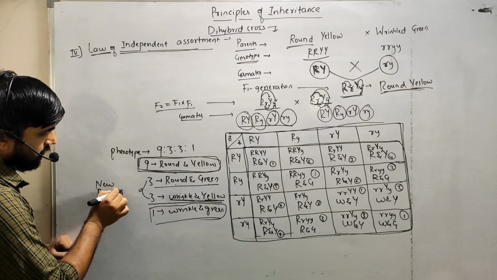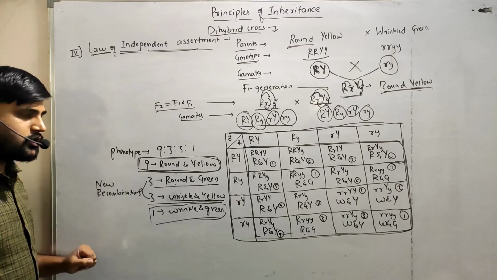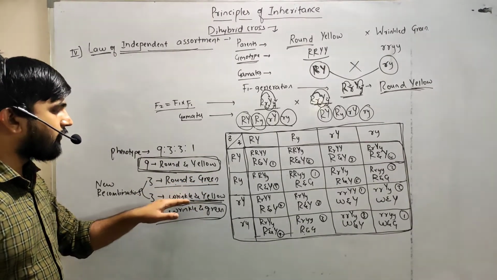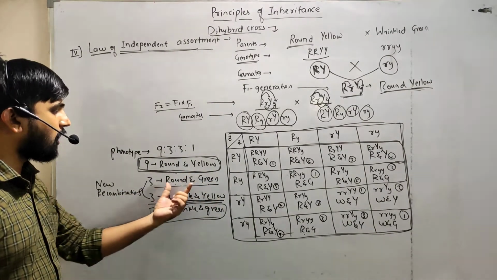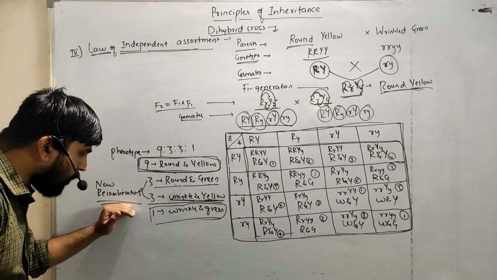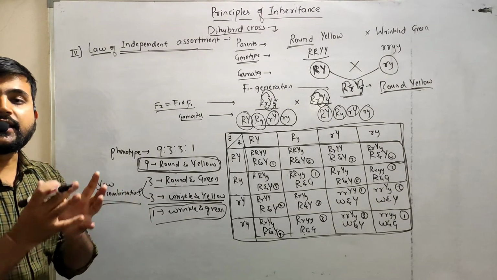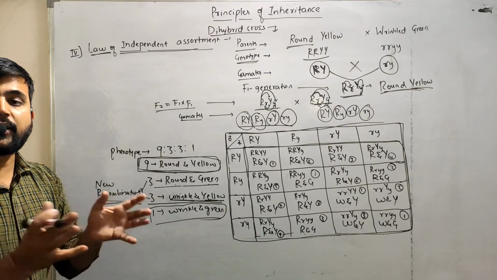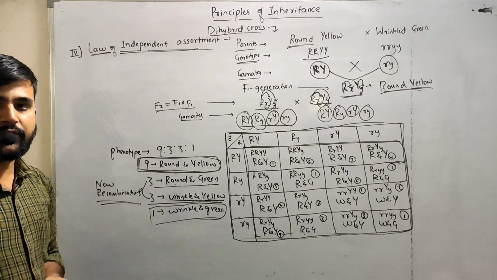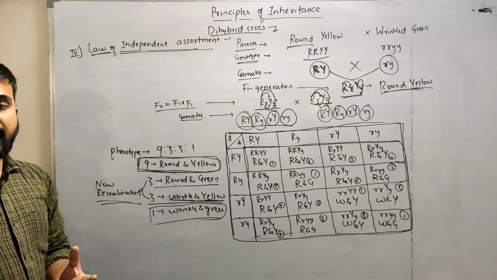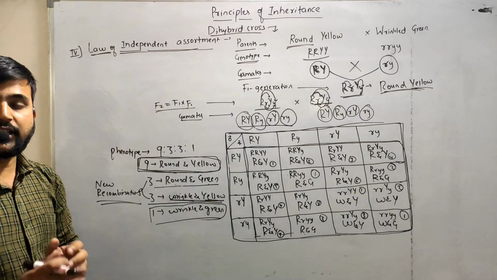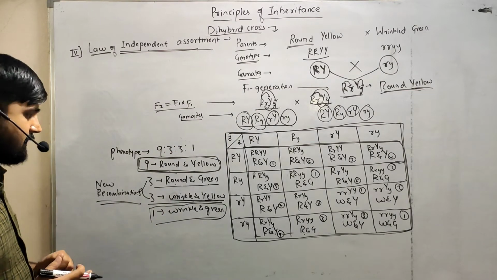recombinations. New recombination, because our parents don't have round green and wrinkle yellow, but the offspring have round green and wrinkle yellow. So this is nothing but recombination. This recombination happens only when the genes segregate independently from other non-allelic genes. At that time only this recombination will happen, right? And the second important point is that recombination happens only in the heterozygous condition. There is no recombination in the homozygous condition.